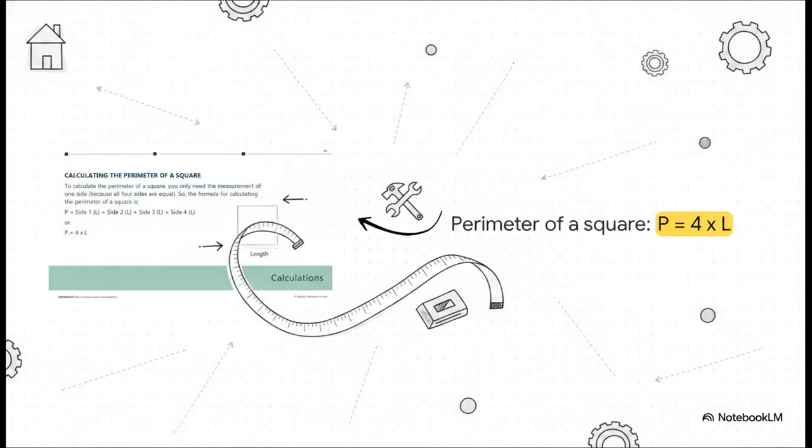Now, the absolute simplest form of this calculation is for a square. Because all 4 sides are exactly equal, you don't need to measure every single one of them. You just take the measurement of one side, the length, and multiply it by 4 to get your total perimeter. Quick, easy, and super efficient.